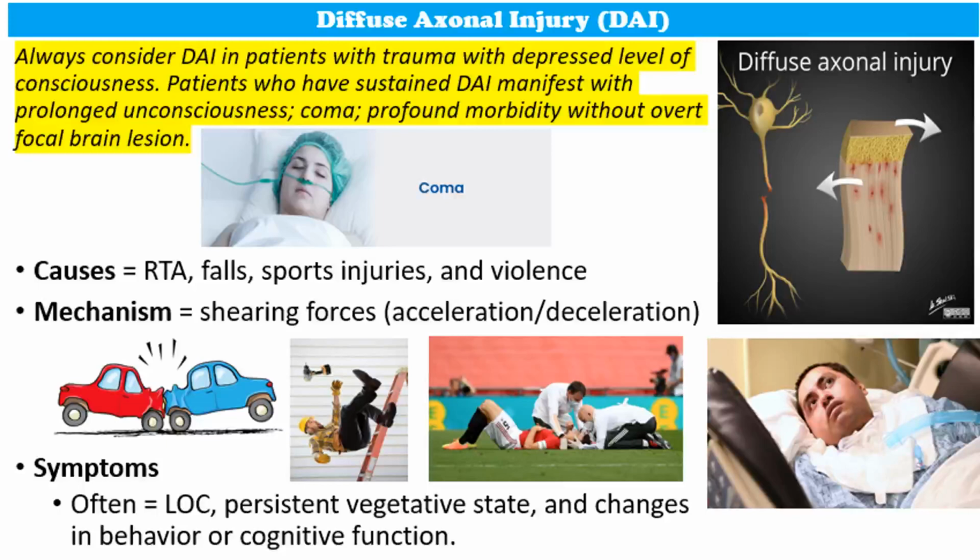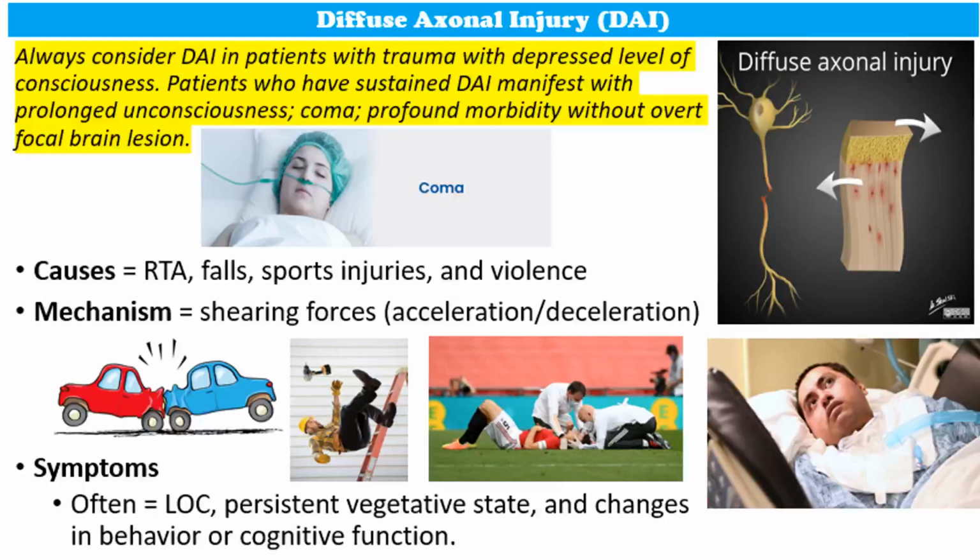Patients who have sustained diffuse axonal injury usually present with prolonged unconsciousness, coma, or profound morbidity without overt focal brain lesion. Diffuse axonal injury is a severe form of traumatic brain injury that occurs when the brain experiences a rapid shift within the skull, often as a result of a violent blow or jolt to the head. This injury can cause extensive shearing of the axons. The damage can lead to significant neurological impairments, including coma or long-term cognitive and functional disabilities.